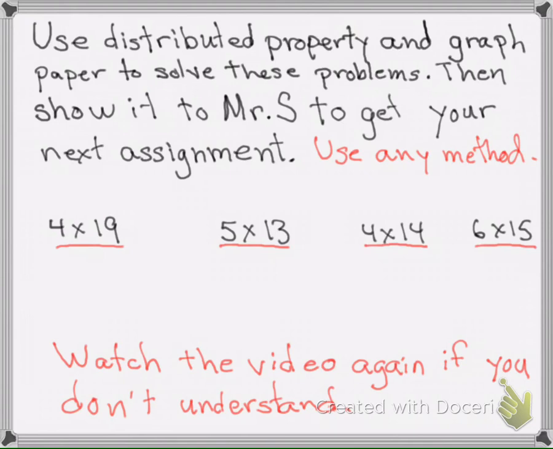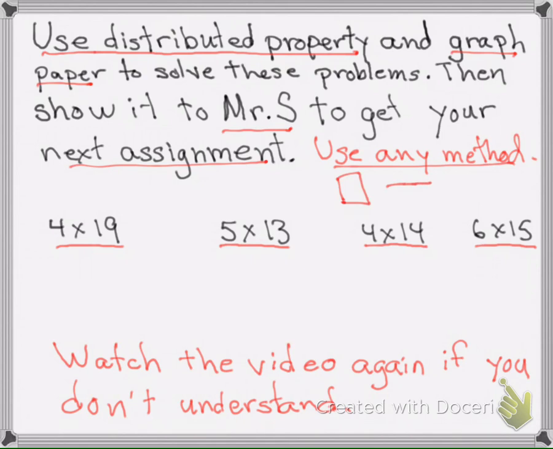Now here's your assignment. I want you to use grid paper, colored pencils and a regular pencil, and I want you to use the distributive property and graph paper to solve these problems. Then show it to Mr. S to get your next assignment. You can use any method you want. You can use the place value blocks, or you can use the squares, whatever works best for you. These are the examples I want you to do.